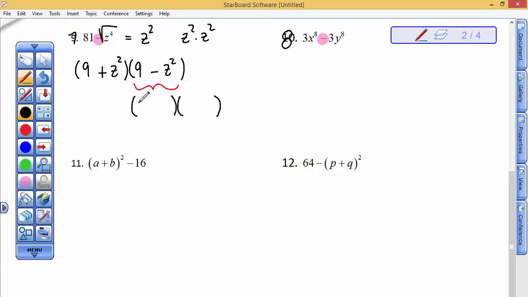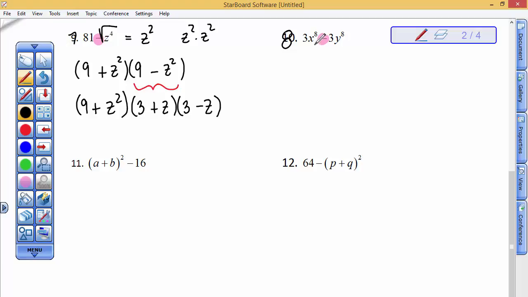And then I'd put a plus z in one of these, a minus z in the other, because of this minus z squared. Remember, that one cannot be factored. And finally, we are done. We've got our full factorization of 81 minus z to the fourth power. Let's go over here to number 8.